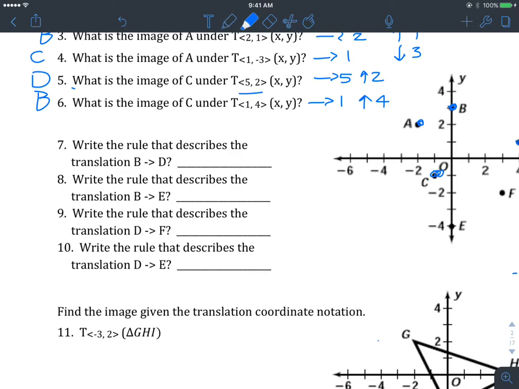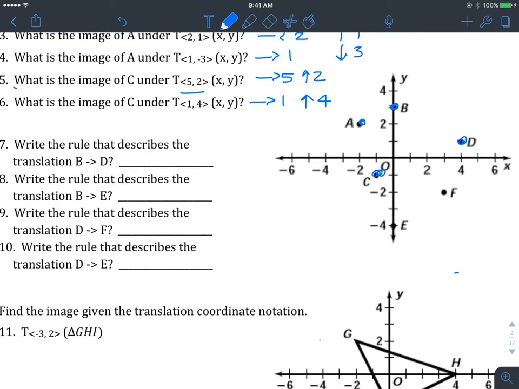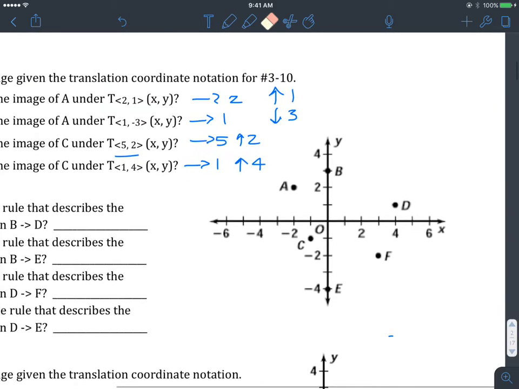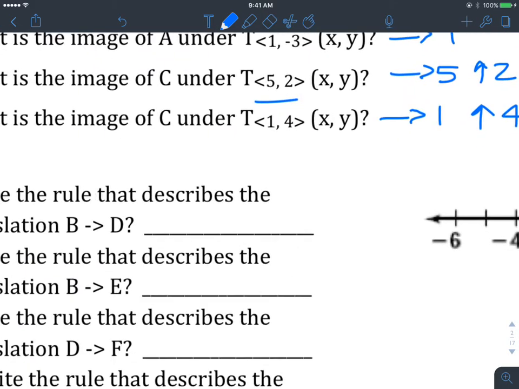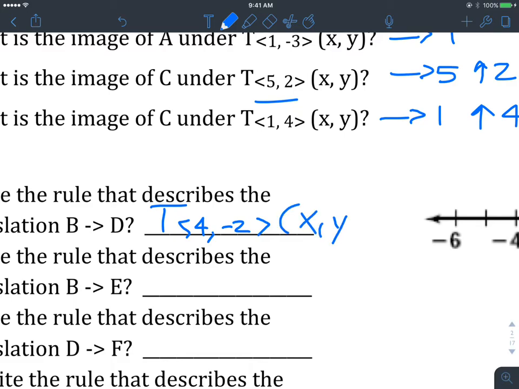So now 7, 8, 9, 10, these are kind of like the same thing, except now we're going to write the translation. We're going to write this notation right there, the T, and then which directions we're going, and then (x, y). Do that to each point. So what are we doing to get from B to D? Usually you go with your x stuff first, so left and right. That looks like we're going right 4 and then down 2. So we're going to say translation, get your vector of right 4, so that's positive 4, and then down 2, which is negative 2. And then you do that to each (x, y).